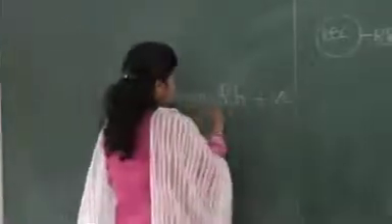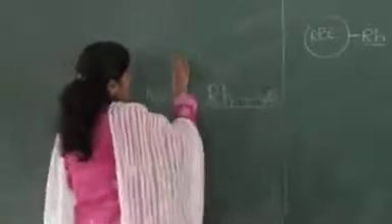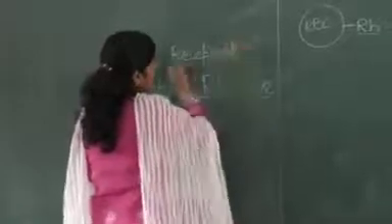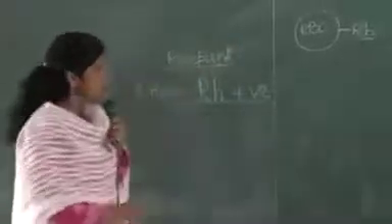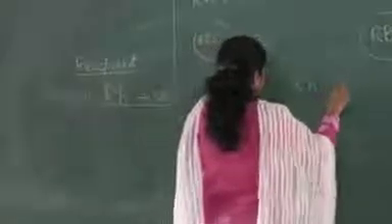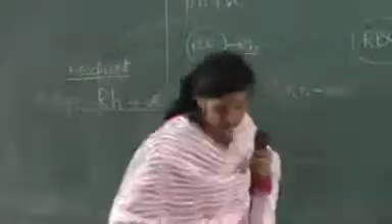Is it all right? Antigen, Rh positive. He is the recipient. That means he is receiving blood. And who has donated blood? Rh negative. This is the donor. Let me write donor in a different color chalk. He is a donor.